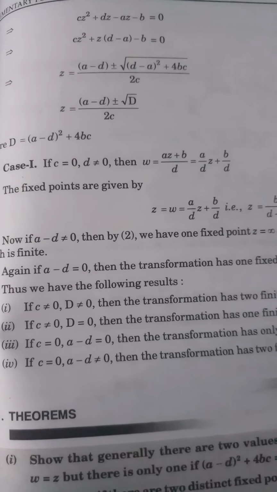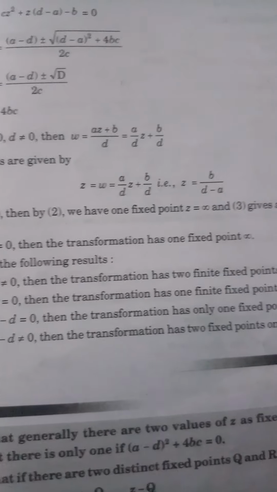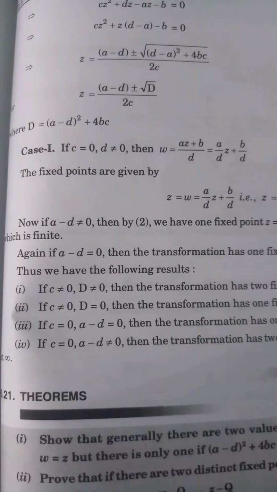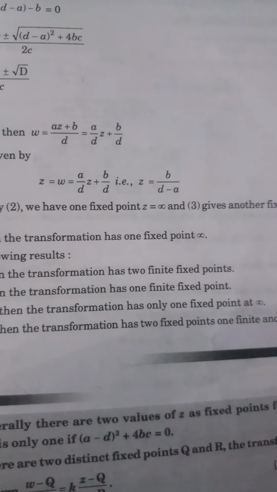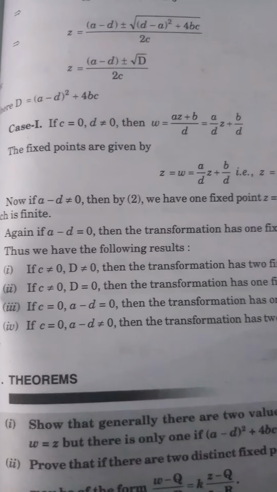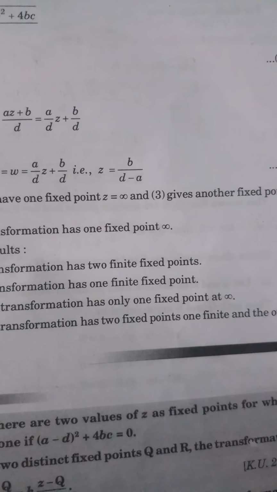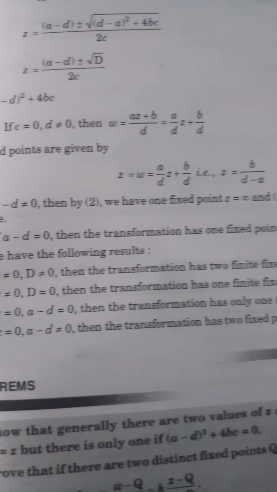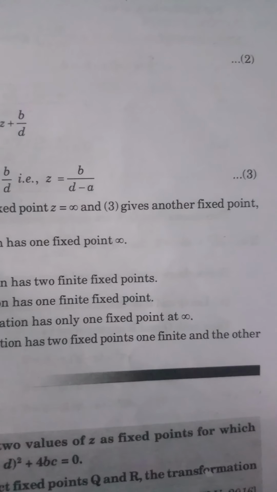Thus we have the following results. If c not equal to 0, d not equal to 0, then the transformation has two finite fixed points. If c not equal to 0, d equal to 0, then the transformation has one finite fixed point. If c equal to 0, a minus d equal to 0, then the transformation has only one fixed point, at infinity. If c equal to 0, a minus d not equal to 0, then the transformation has two fixed points, one finite and the other at infinity.